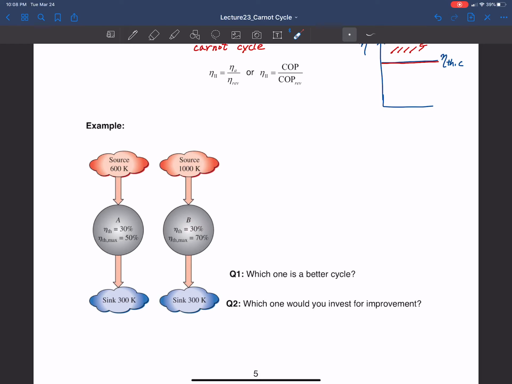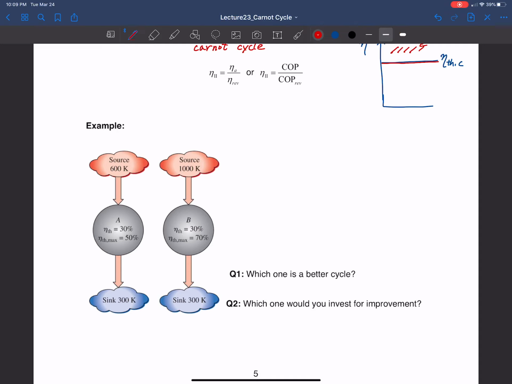Now, based on those given conditions, which one is better? Can you tell which engine is better in terms of efficiency? Obviously, if we look at only the first law efficiency, both engines are the same. So we can be deceived by this number, saying that engine A and engine B should be the same because they give us the same efficiency. But is that really true?